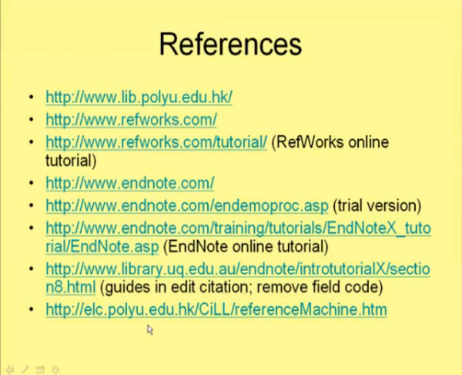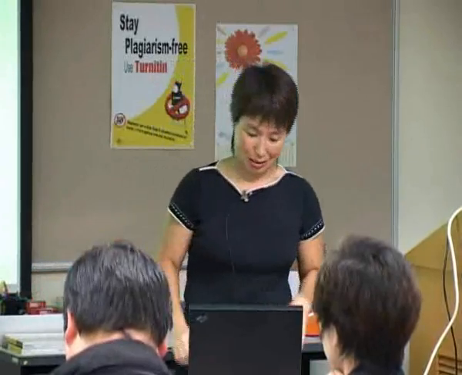And one final link that you might or might not use is from the ELC, English Language Center. There is a page where students have to type in the author, the year, and all the publisher information, and this site will generate the appropriate style for you. It doesn't do the import or export function, and you have to type in all this information yourself, but it will generate the style that you can copy and paste. But if you choose EndNote or RefWorks, you don't need to go to that page.